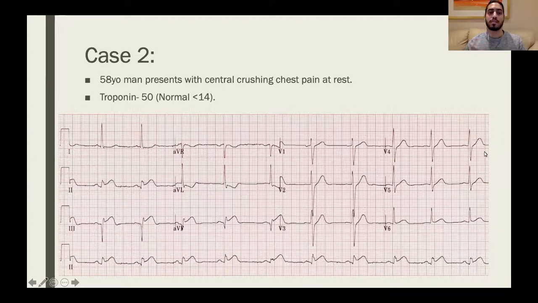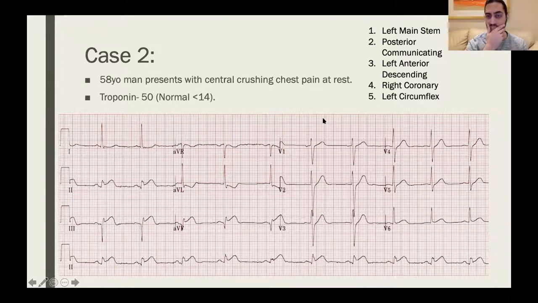Case two. Patient comes in, 58-year-old man with central crushing chest pain, and he has a raised troponin. Can you identify for me which artery has been affected? I'll give you a minute for this, and I'll bring up the options in about 30 seconds. Okay, see if what you're thinking of can actually be related to anything that's been put on the screen now. I'll give you a bit more time.